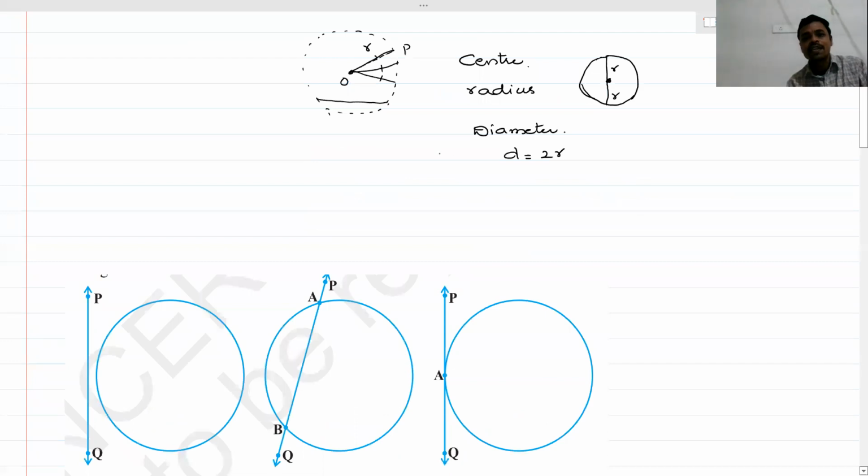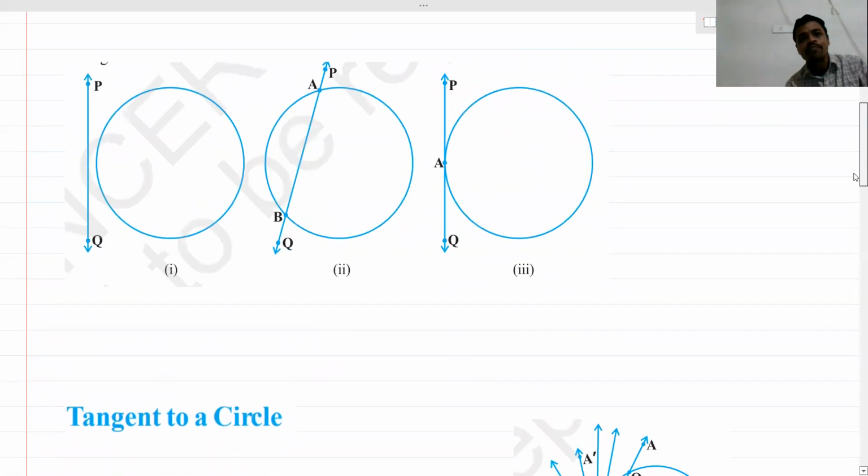And what is a secant of the circle? A line which passes through any two points on the circle is called a secant of the circle. This is the secant of the circle. Now, let us examine this diagram.